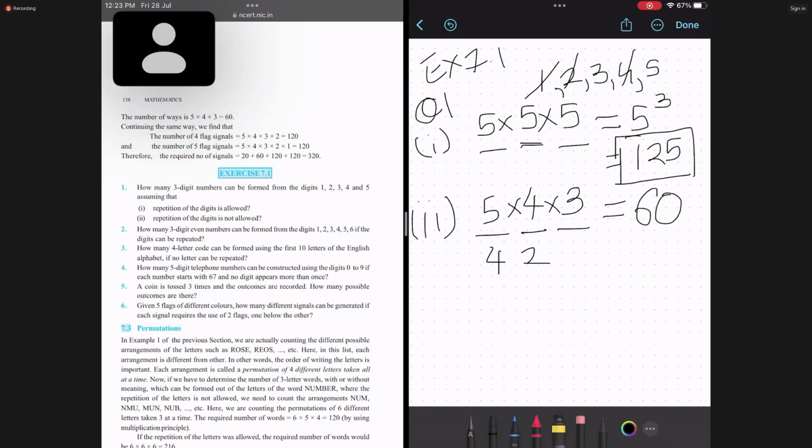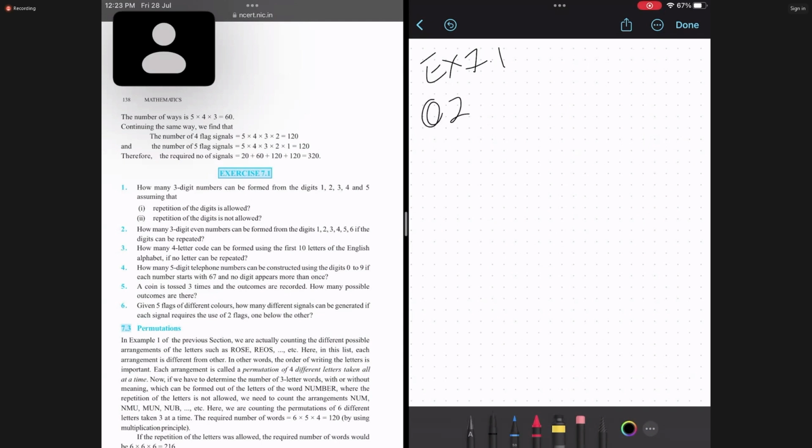Right. So this was the first question. Question number 2. How many 3-digit numbers can be formed using the digits 1, 2, 3, 4, 5, and 6 if the digits can be repeated?